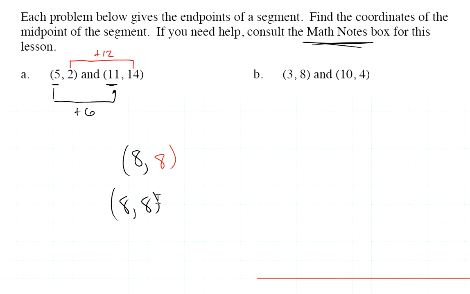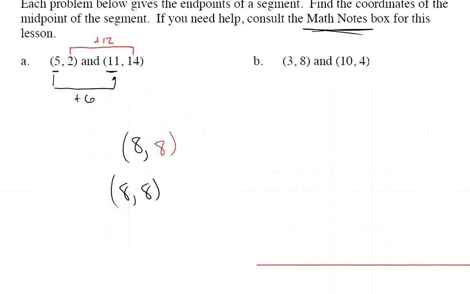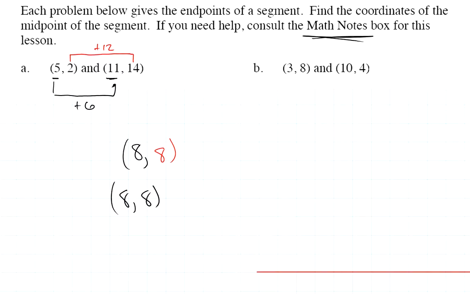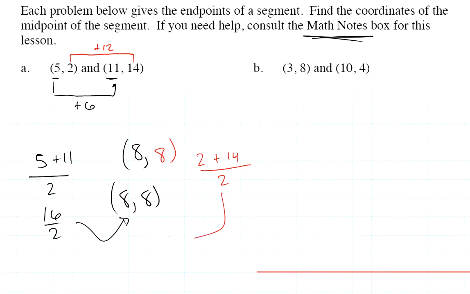Another thing you can do, if you do know the endpoints, as we discussed in class, is find the average of the endpoints. So if I've got my two x values, which are 5 and 11, if I add those, I get a total of 16, and half of that is exactly 8. Same thing over here for the y's. If I add my y's, 2 plus 14, it's 16. Half of that is also 8. So we don't need to do b.